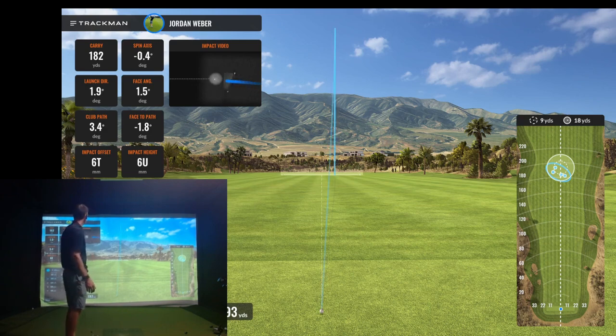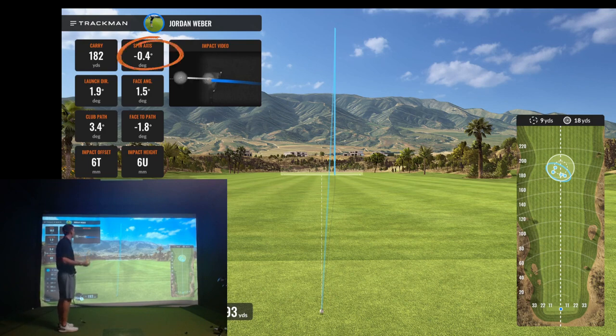So if you look in the top left of your screen, these are the data parameters I like the most. So we have carry. I just like to know how far my ball is carrying. Spin axis tells you which direction the ball will be curving. So a negative spin axis means the ball is curving left. A positive spin axis means it's curving to the right. Launch direction means what angle the ball is starting at compared to your target line.